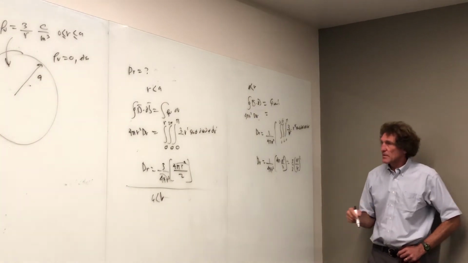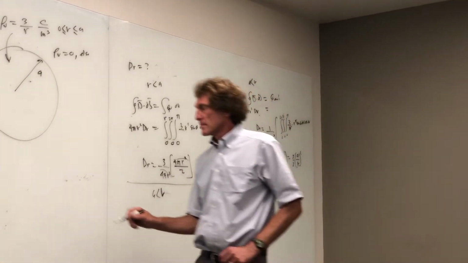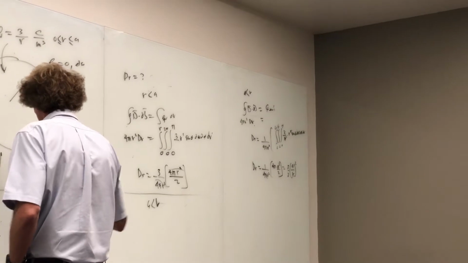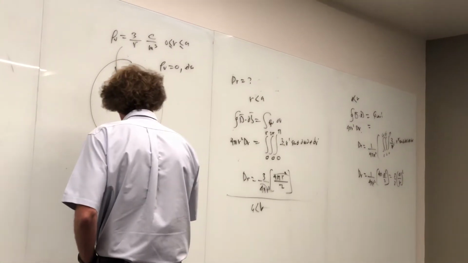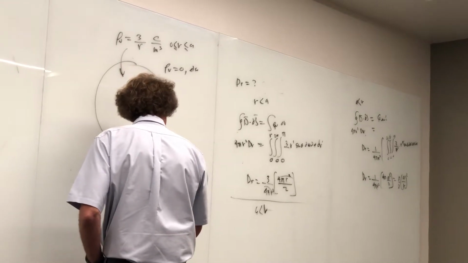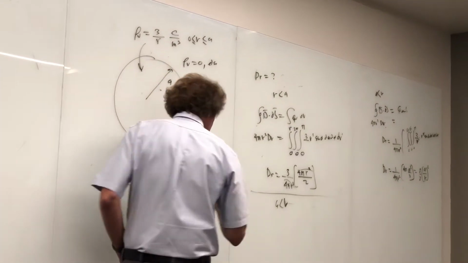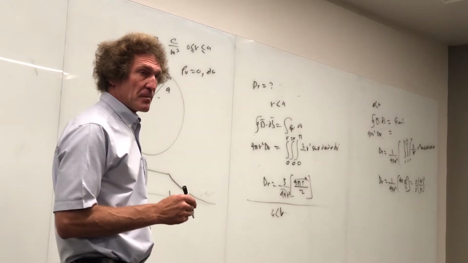Now, what does it look like if you graphed it? D of r here versus r. Not the a, it would just be a constant, right? And then from here, it would start falling off like that. And that would be it.